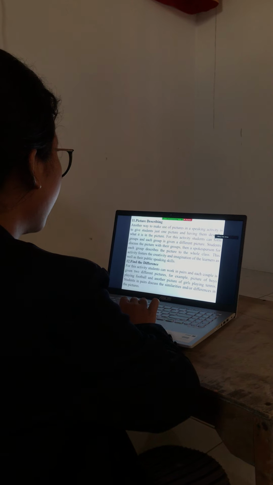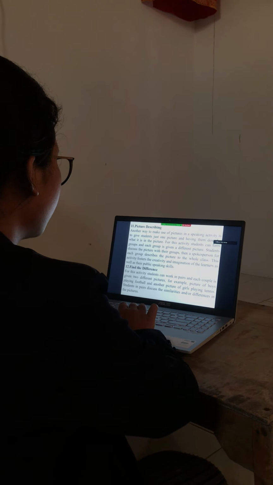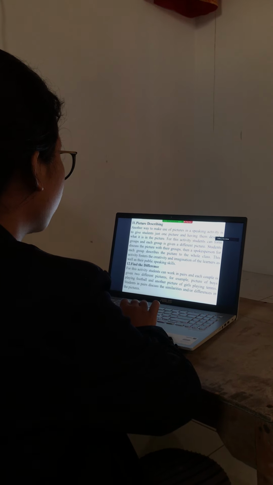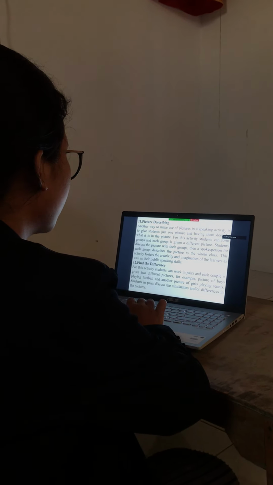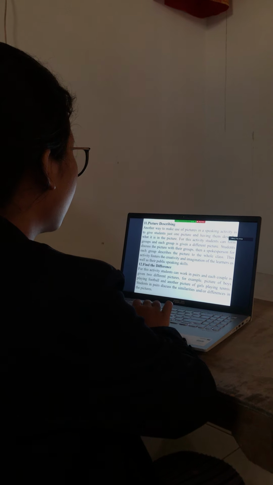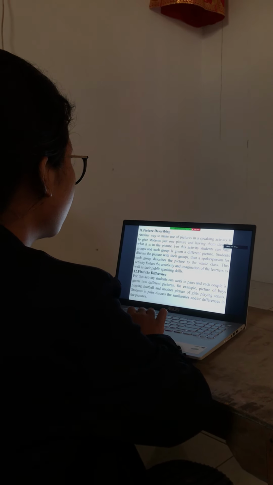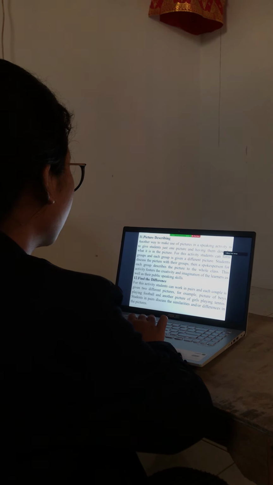Number 12, finding the difference. For this activity, students can work in pairs. Each couple is given two different pictures. For example, a picture of boys playing football and another picture of girls playing tennis. Students in pairs discuss the similarities and or differences in the pictures.